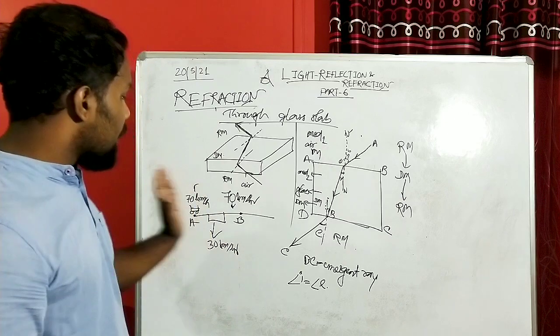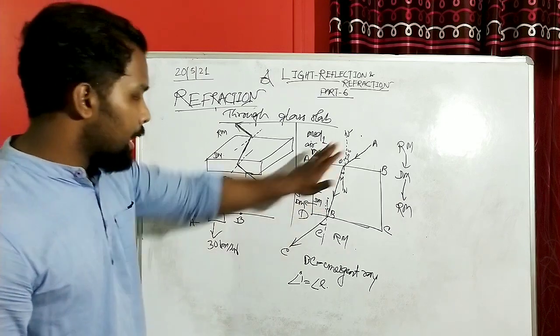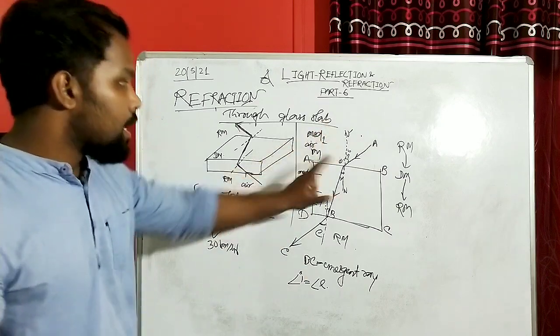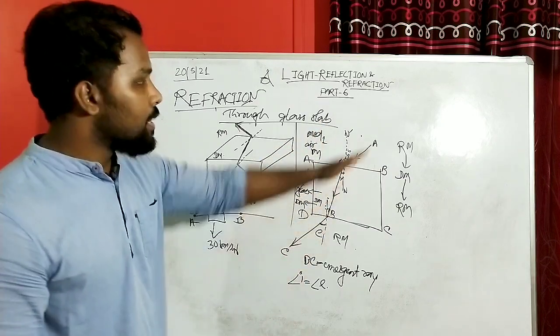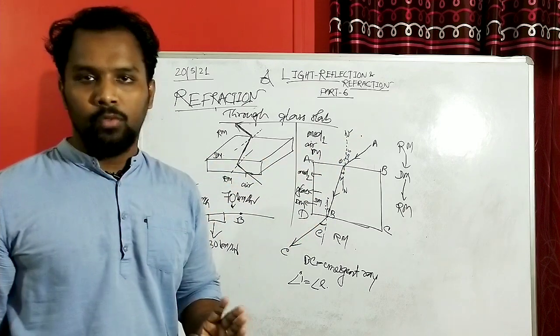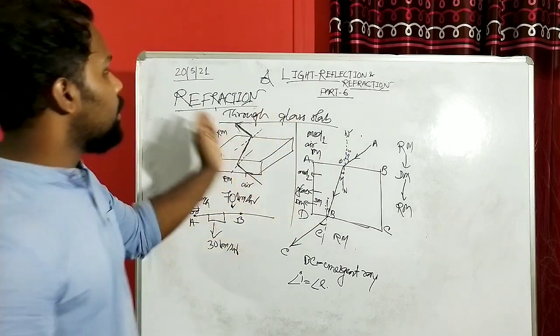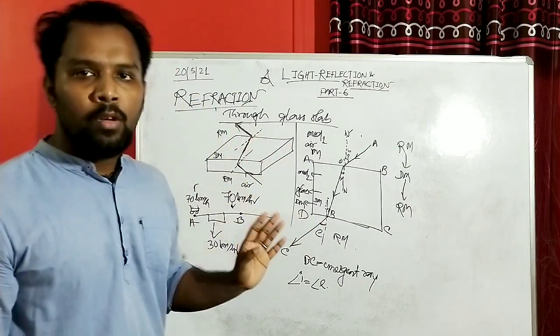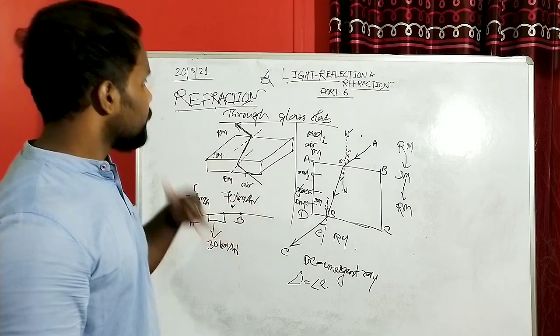So this is the example of how and why the angle of incidence and angle of emergence are equal. Since the angle of incidence is equal to the angle of emergence, that's why the incident ray and the emergent ray are always parallel. This is the main thing about refraction through a glass slab. I hope you have understood the concept. Quite simple. Now we will move towards the next topic.